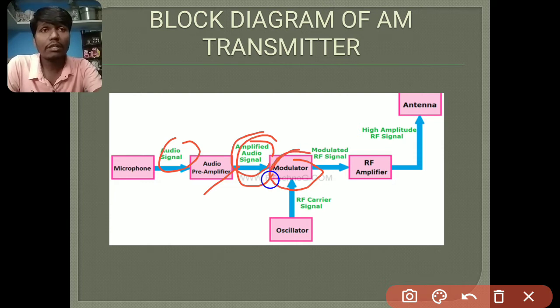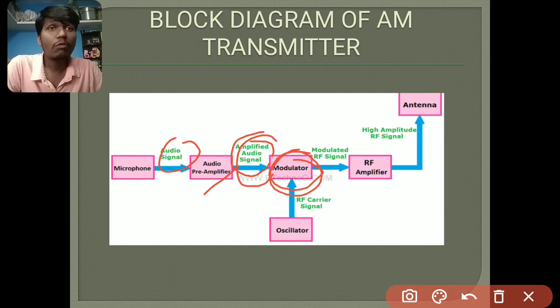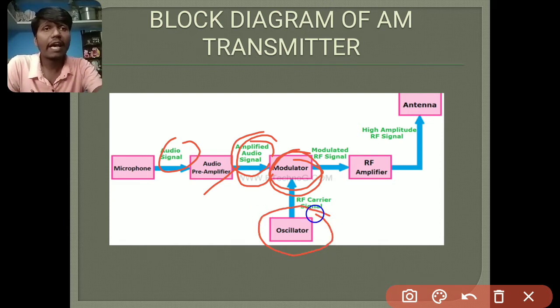Then the modulator works like the channel. We can say the communication system is the same, as it works as the modulator. Why does the modulator work as the channel? Because the RF carrier signal from the oscillator is also combined in the modulator. There are two inputs and only one output. So we take the oscillator signal which comes to the modulator, along with the amplified signal which comes to the modulator.